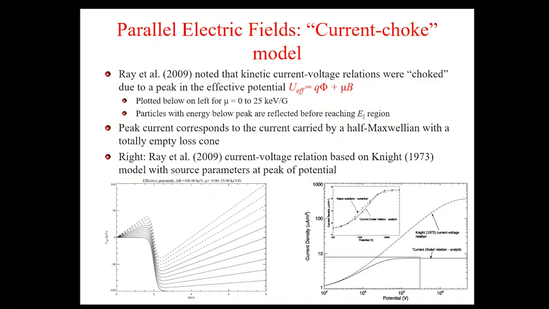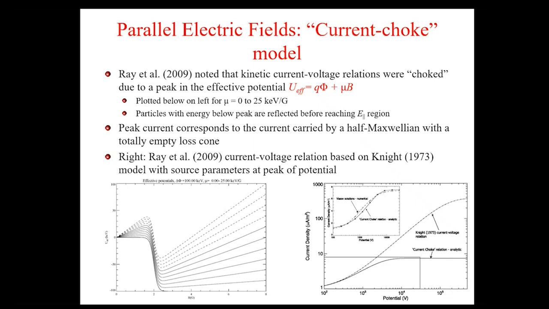Now, another thing I would like to call out is this very nice paper by Alicia Ray in 2009, pointing out what she called the current choke model. The idea is, I drew these sort of potentials for the polar cap before, but this is for downward going electrons. Again, we have this effective potential, that's the electrostatic potential plus mu B. So it's a potential that depends on the magnetic moment of the particles. And because of the mirror forces, there's this barrier. And again, only the particles that are above that barrier can come down and precipitate.